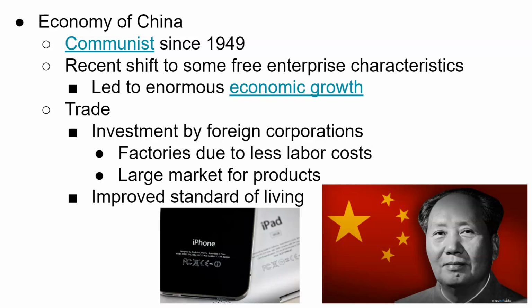Certainly a lot changed after the Communist Revolution, but you also will still see a lot of the tradition that helps to define China still present as well, outside of that communism. You have seen, and this is where those similarities to the United States come in, some of a shift, not entirely, but a little bit, towards some free enterprise characteristics.